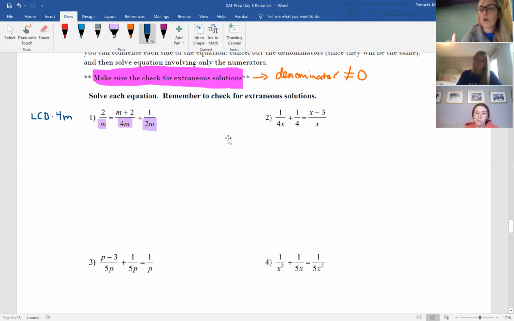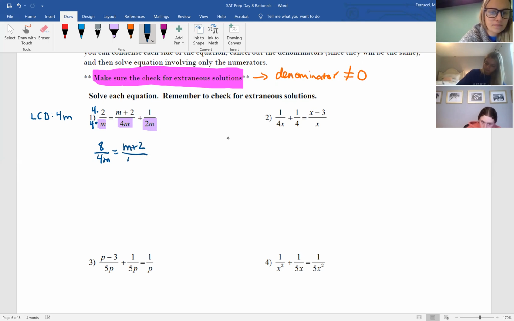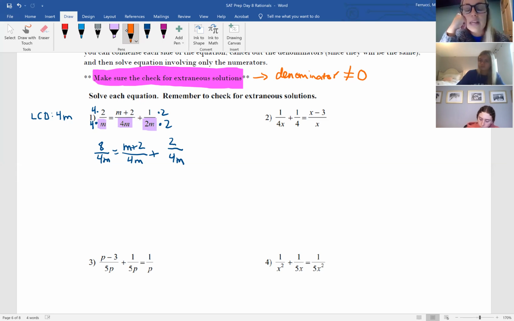No? Okay, so what we're gonna do, it's gonna be very similar to when we were adding and subtracting above. So we wanna get common denominators, and they should all have the denominator of 4m. So like for this one, I'm gonna multiply by 4, multiply by 4. I get 8 over 4m. This one already has 4m, so I'm okay. Then this last one, you can multiply it by 2 on the top and bottom. And look at that. So they all have the same denominator.